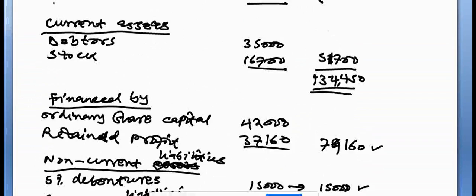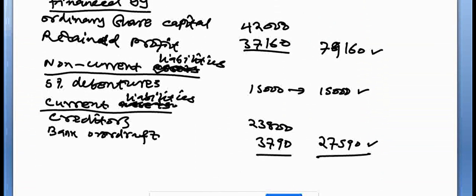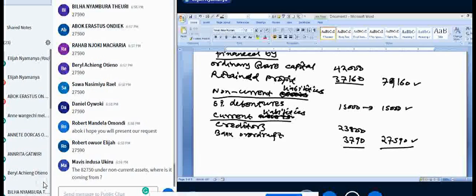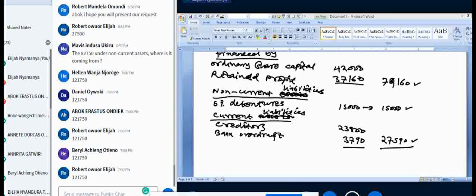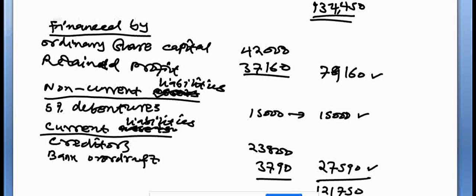Okay. So mtu atuongezea tupee jumla. Okay, 121,750. Thank you. So 121,750. Sasa wacha tutest tuone kama ina balance. Juu total kwa assets inafaa kukuwa same na kwa financed by. Iko same. So hebu fanya difference kati ya hizo mbili.